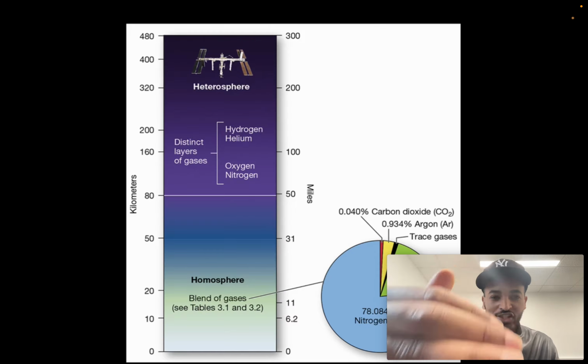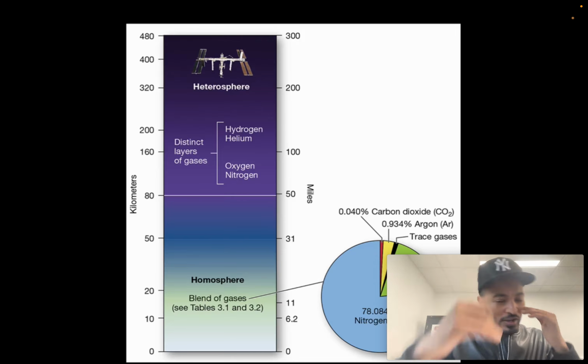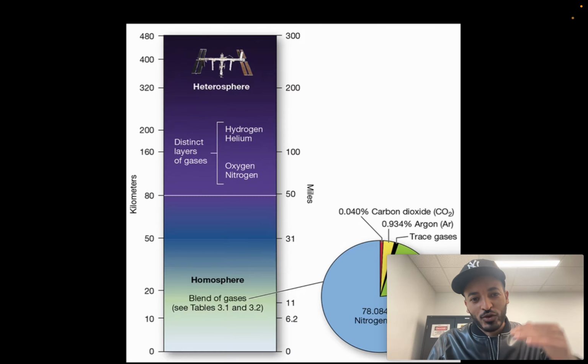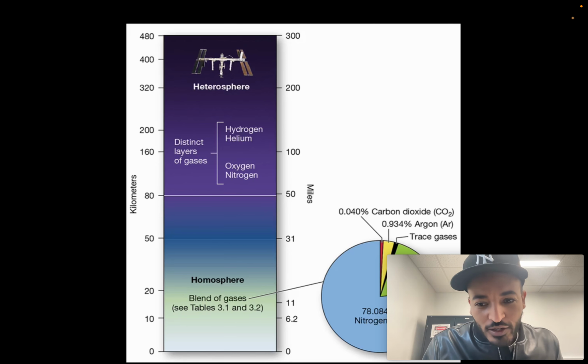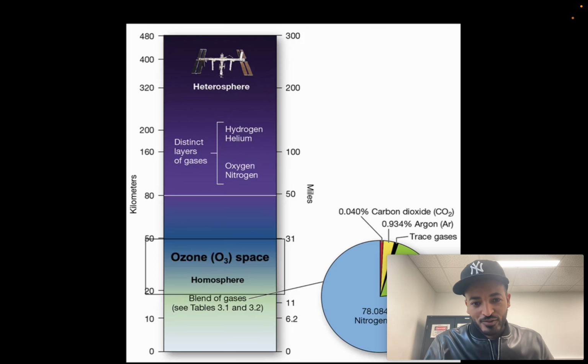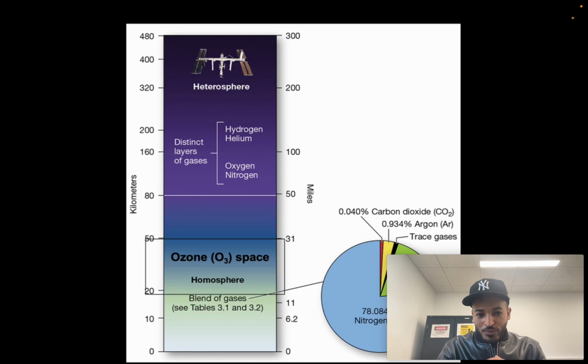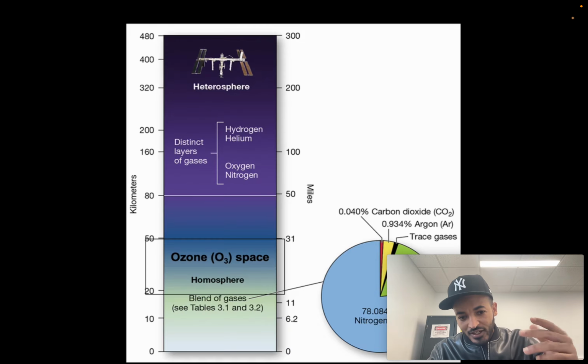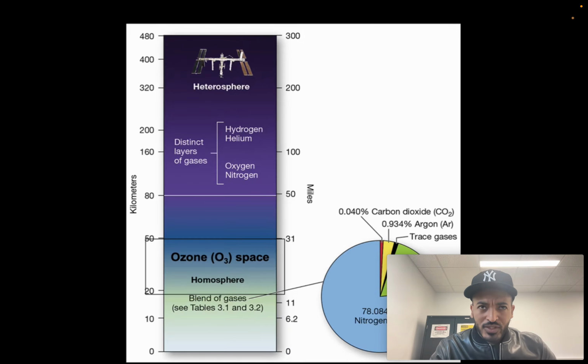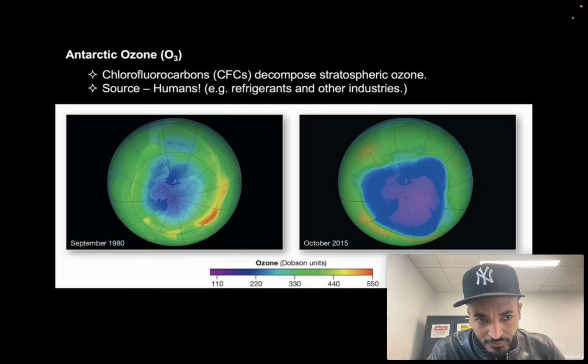Instead, the only interaction these gases have is with the short wave radiation that comes from the sun. All right. So most importantly, remember, we have that most important molecule in the homosphere known as the ozone, between 20 to 50 kilometers, or between I would say 10 to 30 miles, right?